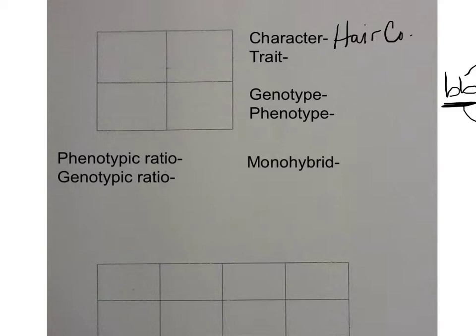A trait, however, is specific. It's actually going to tell you what eye color that child might have, or what hair color that offspring might have. So for instance, maybe that offspring is going to have brown hair. See how we're being very specific in naming the actual color that's going to be represented?